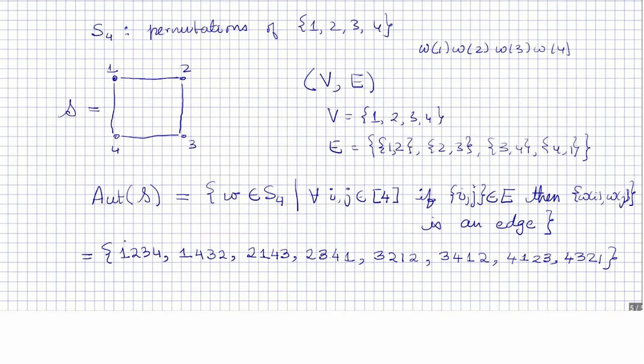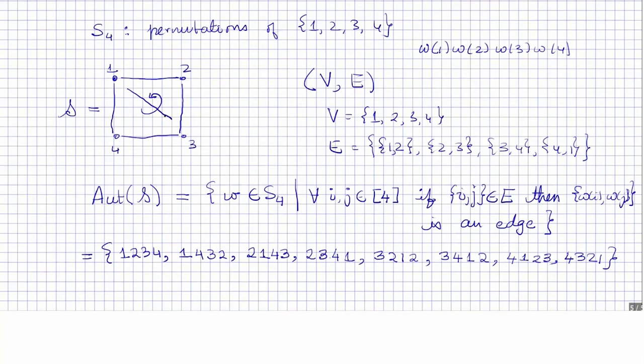Let's just take a look at these 8 elements again and try to see geometrically what they mean. So this 1, 2, 3, 4 is just the identity. Everything stays fixed. Okay, what about 1, 4, 3, 2? So 2 and 4 are getting swapped, and 1 is going to 1. 3 remains where it is. So this element here is a reflection about an axis like this, right?